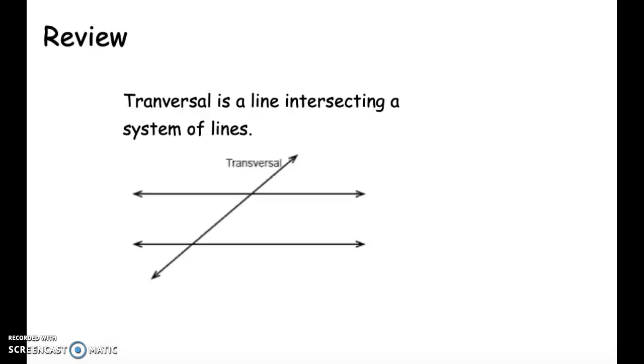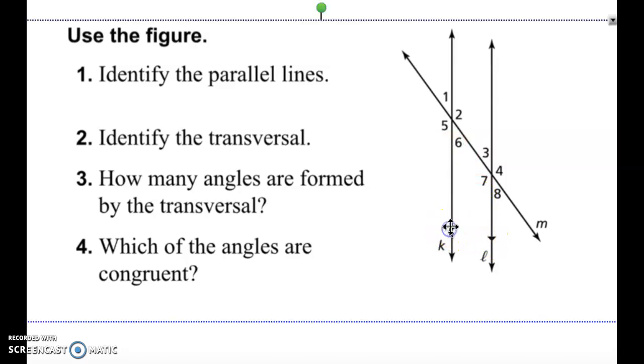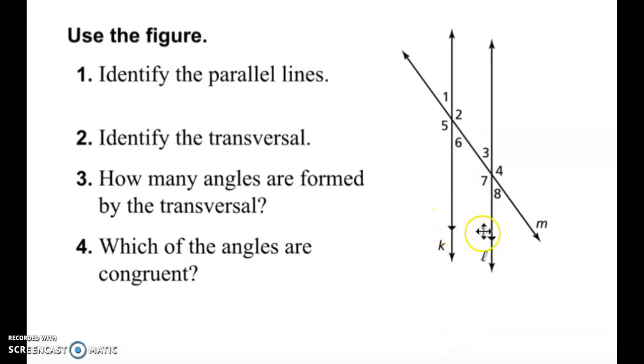Okay, so here's our first thing, transversal. A transversal is just a line that cuts two parallel lines. So here we have two parallel lines, and then the line running up and down here is that transversal. If we're given this object and we're asked to identify things, we can see right here that these lines are parallel because they have those little triangles right there, and then this is our transversal.